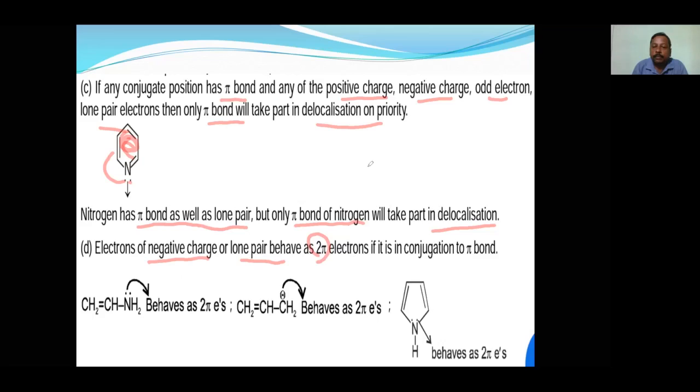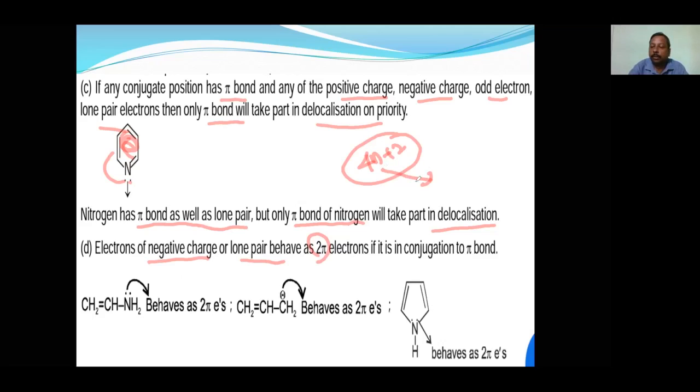Aromaticity. We will count aromaticity when the 4n plus 2 rule comes. There it will be a misconception, but the roots are there in resonance. That's why I am covering it here only.